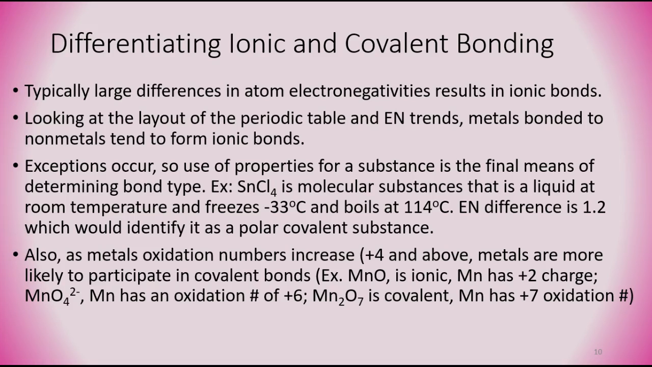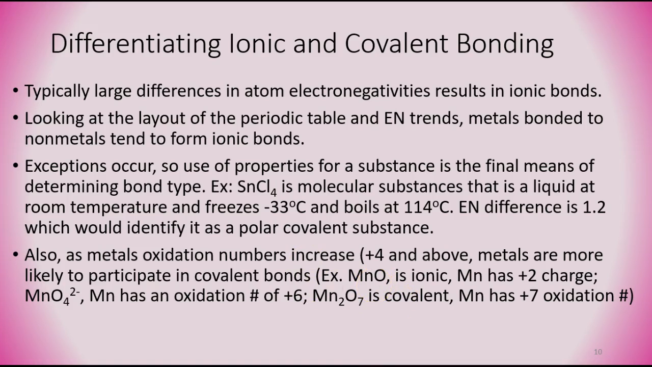So we notice that there may be a loss of a few electrons, and then the metal, instead of giving up more electrons, starts participating in sharing the electrons that it has remaining. That's what we see when we look at the permanganate ion, which is one of those polyatomic ions that we know and love. If you look at manganese here, its oxidation number is +6. Likewise, in this example, manganese has an oxidation number of +7. In those cases, that's manganese actually participating in covalent bonding.